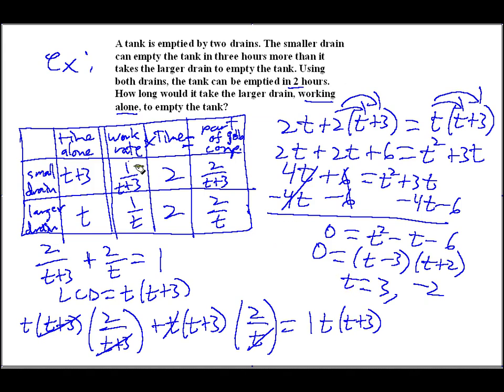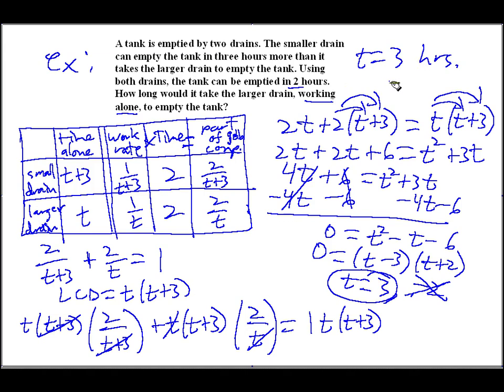But again, T is the time it takes the larger drain to get the job done working alone. That's what we're trying to find: how long would it take the larger drain working alone to empty the tank? Now, is it positive or negative? Well, time cannot be negative, so ignore the negative answer. So the answer is 3. In other words, it takes the larger drain 3 hours working alone to empty this tank.